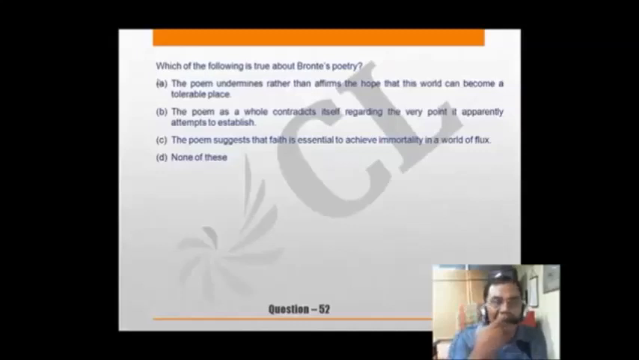Okay. What is true about Bronte? The poet undermines rather than affirms that the earth can become a tolerable place. Yes, it is possible. The poem as a whole contradicts itself regarding what is very important to establish. I don't know. The poem suggests that faith is essential to achieve morality in a flux. I'll have to go back to the first paragraph.